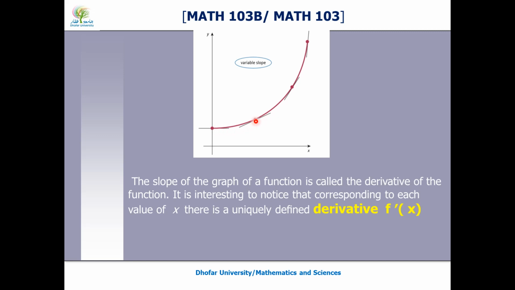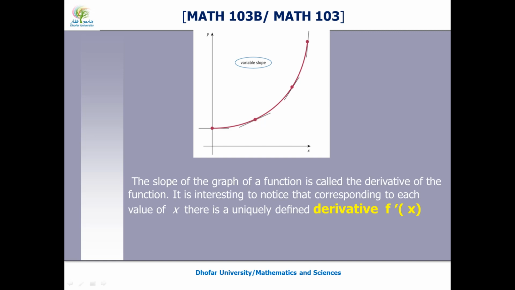The slope of the tangent line at this value of x is different from the slope of the tangent line at the previous value of x, and this slope gives us the derivative of the function at this value of x. So the derivative of the function is always equivalent to the slope of the tangent line at a certain value of x.